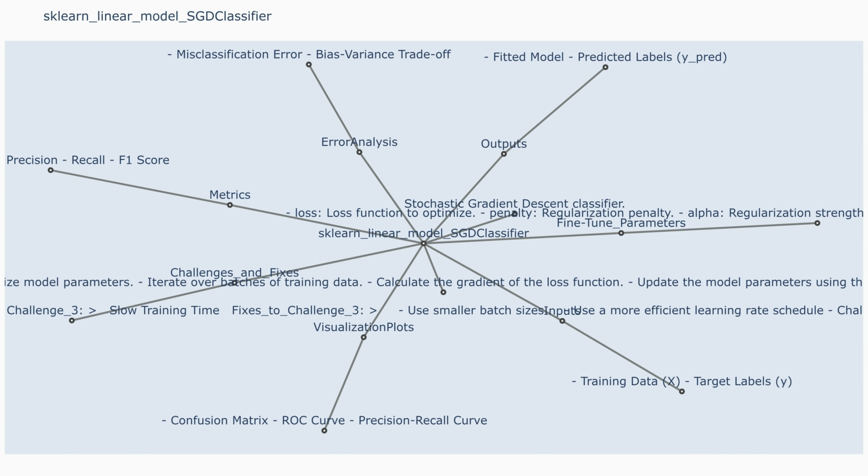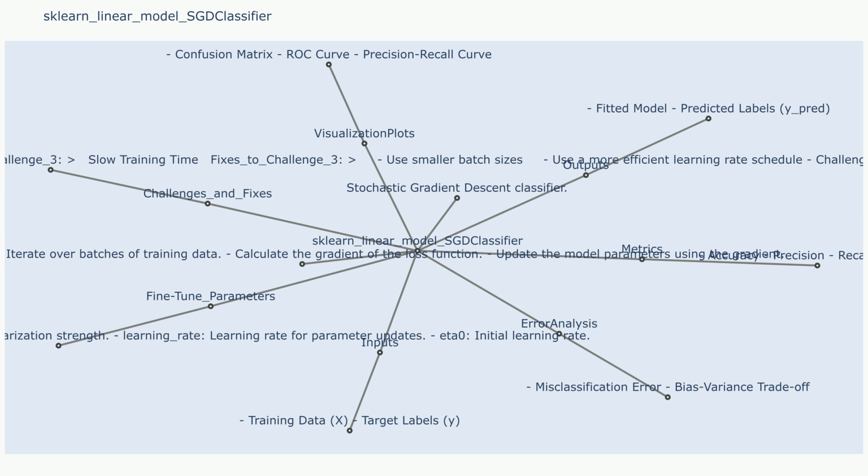sklearn, Linear Model, SGD Classifier. Description: the SGD classifier in scikit-learn is a linear model that implements stochastic gradient descent (SGD) for classification. It is a versatile and efficient algorithm well suited for large datasets with high dimensionality.